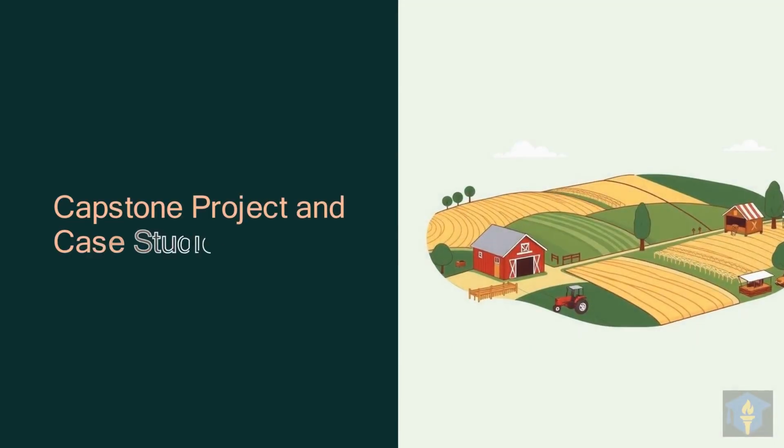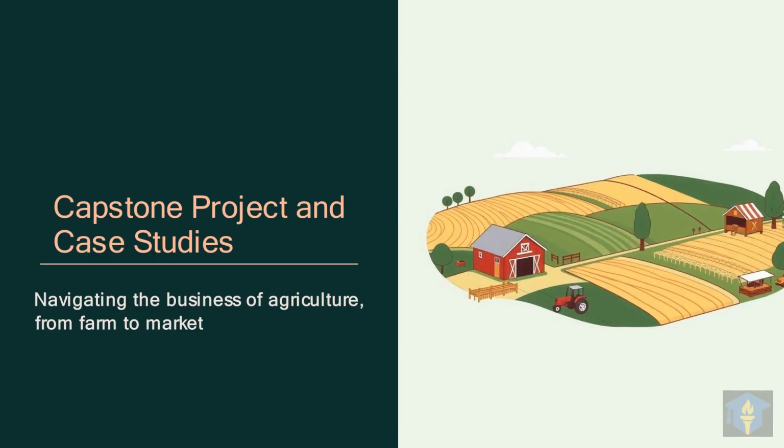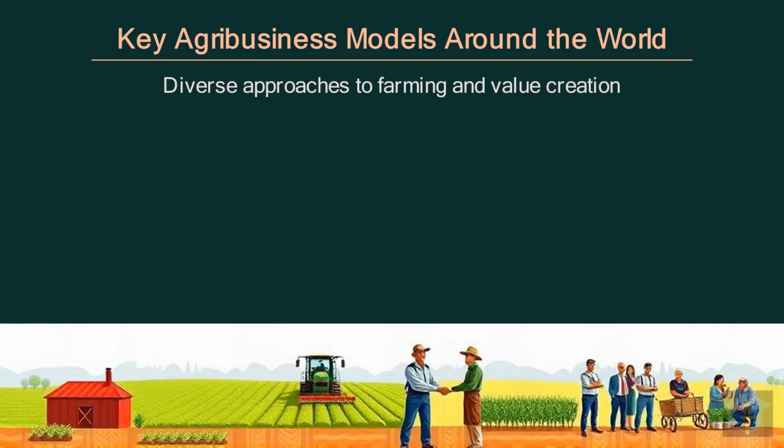Welcome to Capstone Project and Case Studies. In this unit, we'll be navigating the complete business of agriculture, all the way from farm to market and beyond. Now, let's examine the key agribusiness models that are used around the world in different agricultural systems. We'll explore diverse approaches to farming and value creation that various agricultural businesses employ globally.